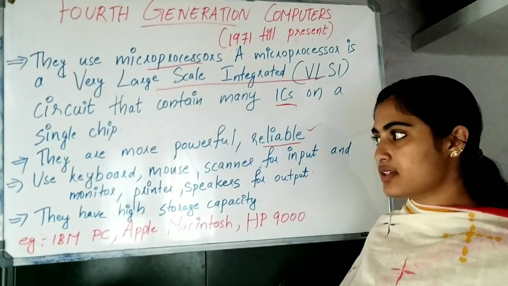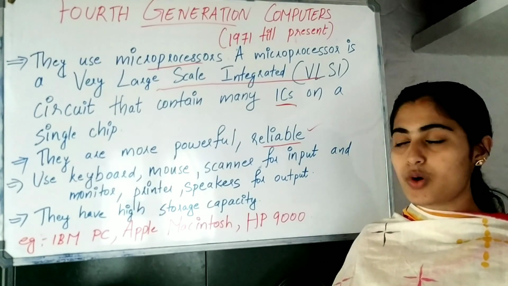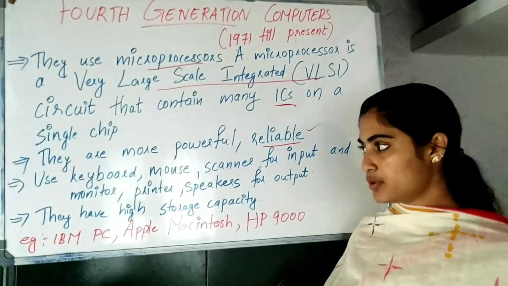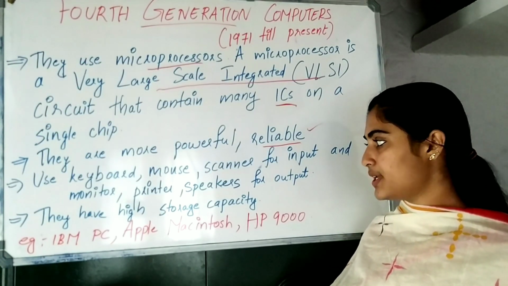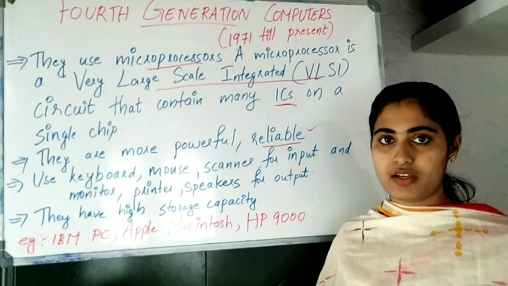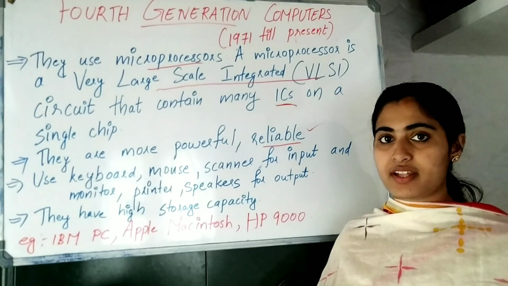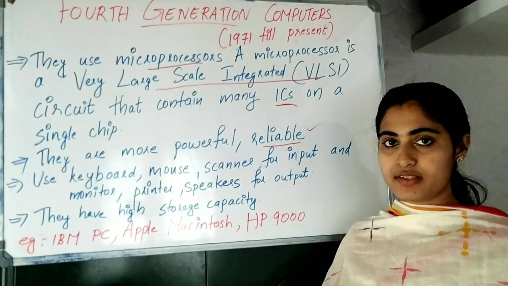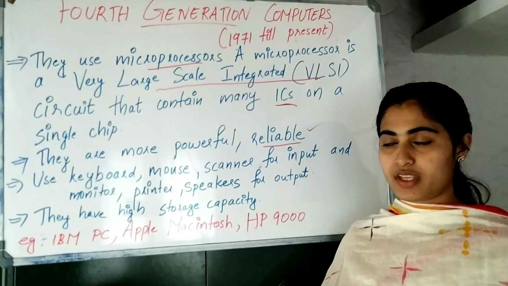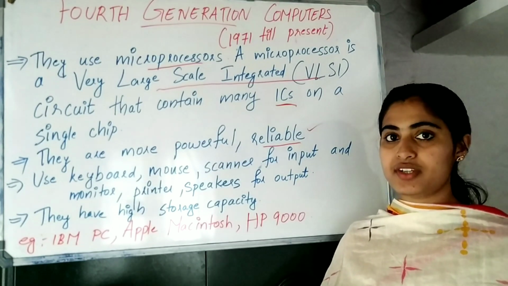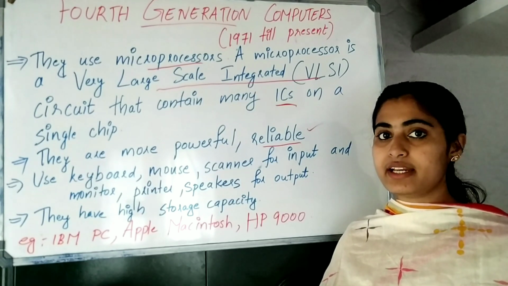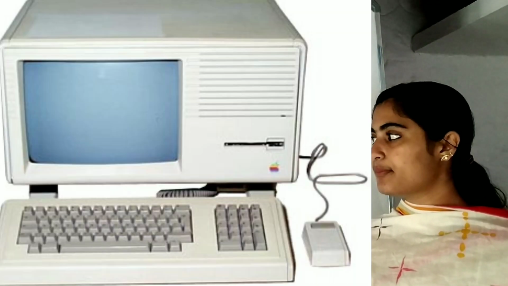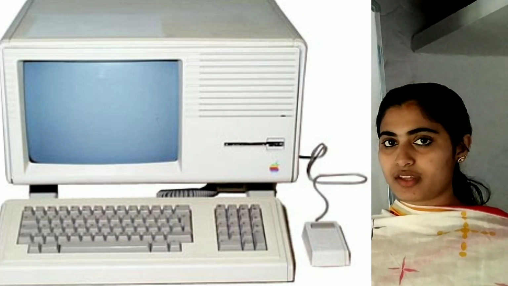And third point is, they use keyboard, mouse, scanner for input and monitor, printer, speakers for output. In third generation, we used only one device for input, that was keyboard. And for output, we used one device, that was monitor. Here in fourth generation, we can use three devices for inputting. They are keyboard, mouse and scanner. And for outputting, we can use three devices. They are monitor, printer and speaker.